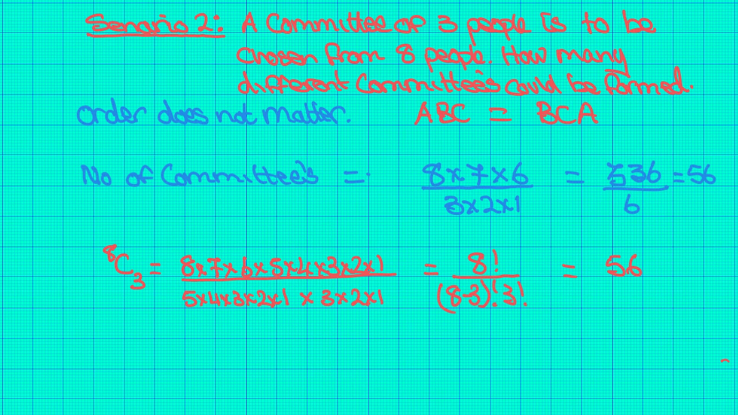So 8 choose 3 is equal to 8 times 7 times 6 times 5 times 4 times 3 times 2 times 1, divided by 5 times 4 times 3 times 2 times 1 times 3 times 2 times 1, which is equal to 8 factorial divided by 8 minus 3 factorial times 3 factorial, which equals 56.